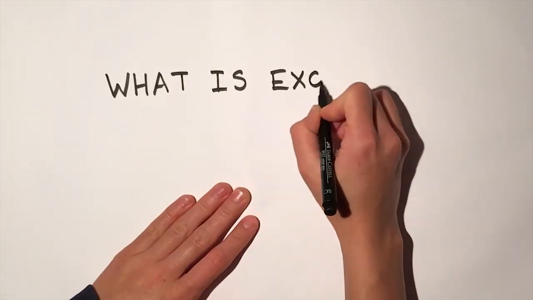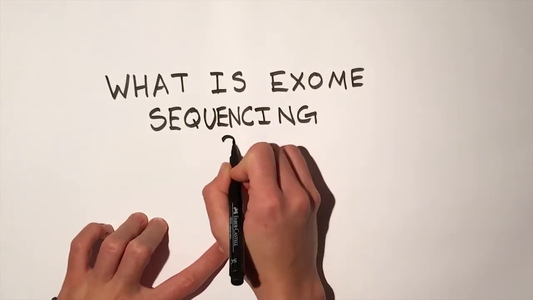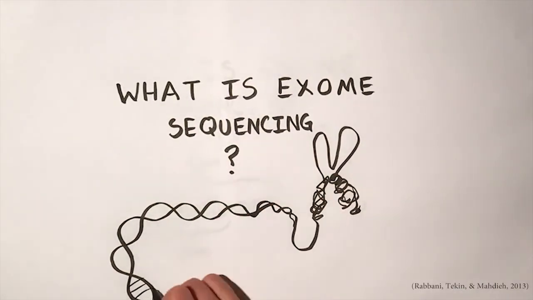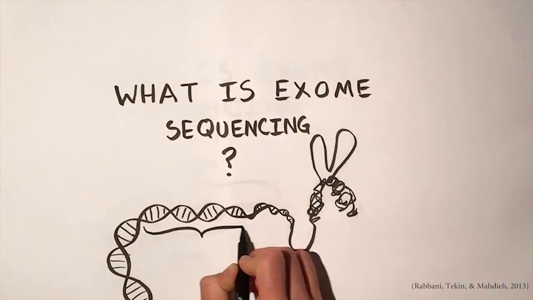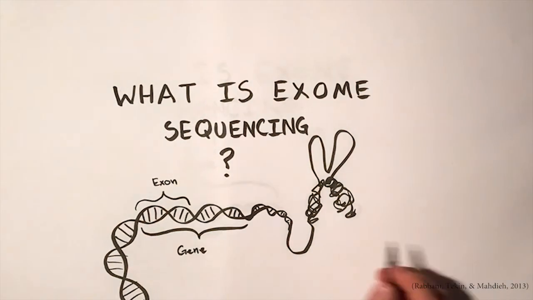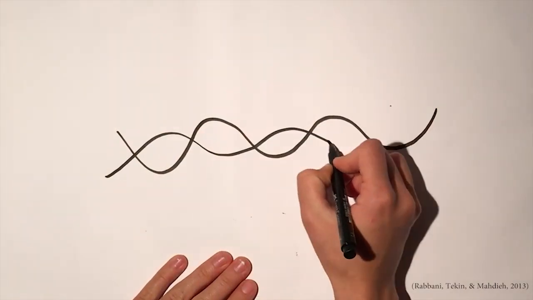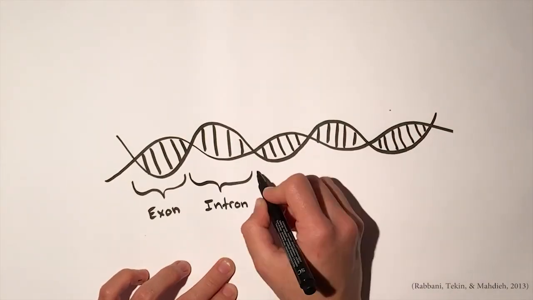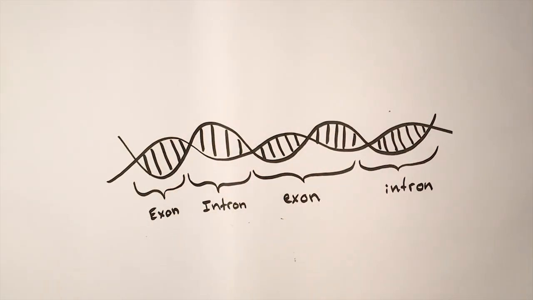Exome sequencing just looks at the exon portion of the gene. This is the part of the gene responsible for coding proteins. There are 180,000 exons, and they make up about 1% of the genome. As you can imagine, sequencing just this one part is much less expensive and time-consuming than doing the entire genome.